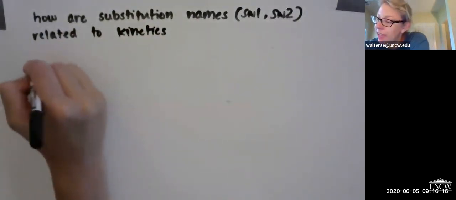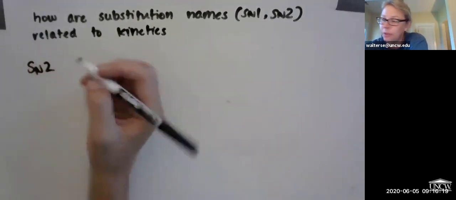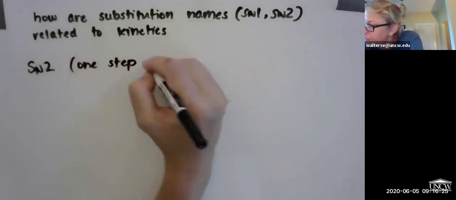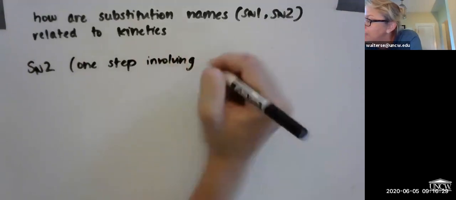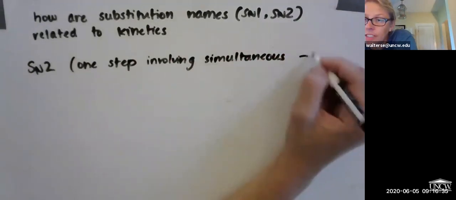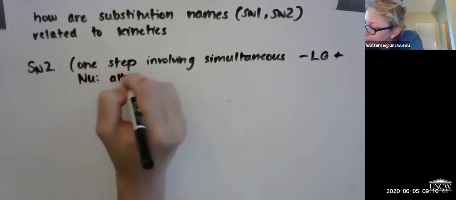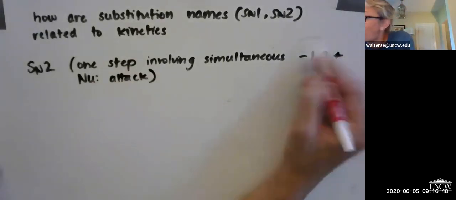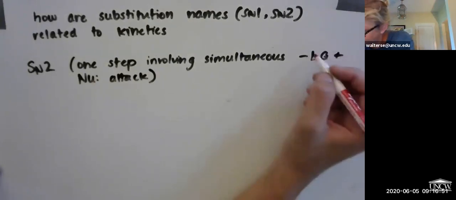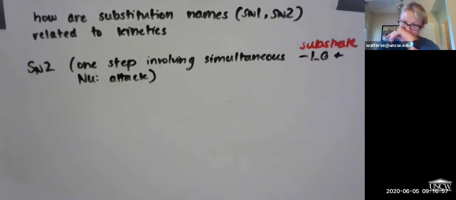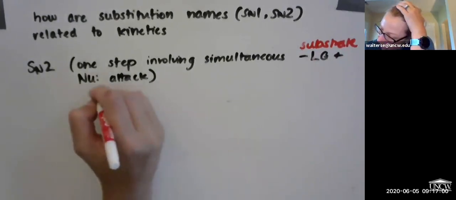All right, so first we'll start with the SN2 reaction. SN2 is one step involving simultaneous loss of the leaving group and nucleophilic attack. Now, loss of the leaving group, that part of the reaction, is happening with the substrate because the leaving group is on the substrate. Nucleophilic attack involves the nucleophile.